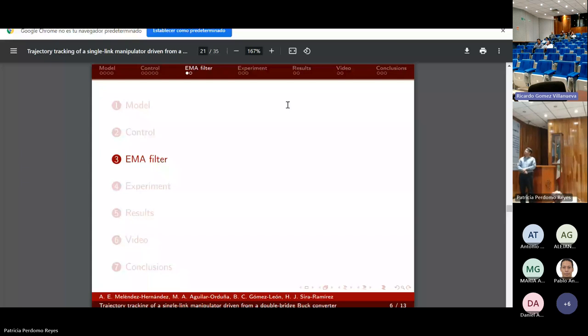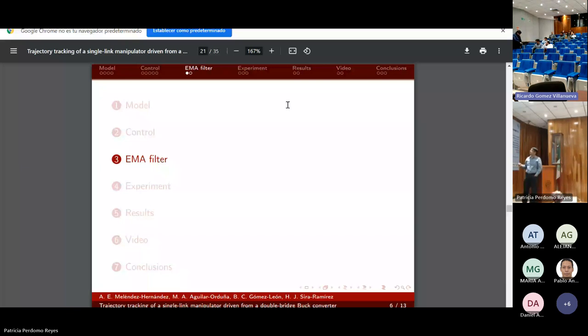We also implement an exponential moving average filter, from now on the EMA filter. The EMA filter equation is given by this expression, where alpha is a tuning parameter with values between 0 and 1. When alpha is equal to 1, the output of the filter is the same as the input.